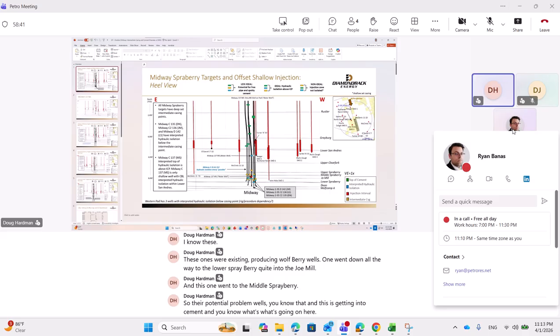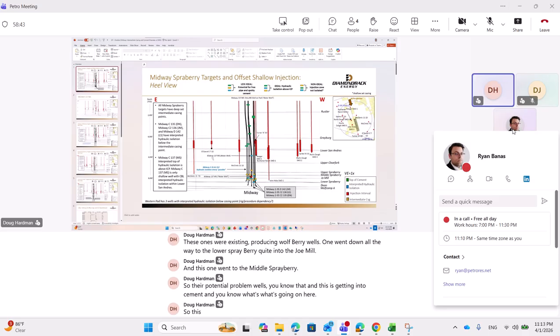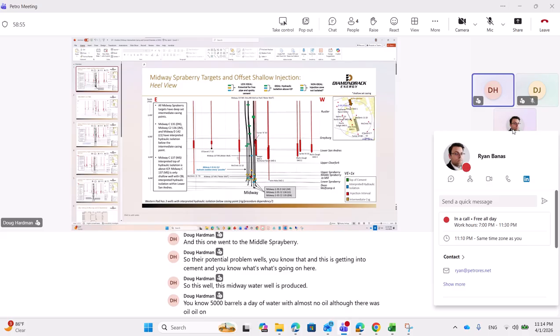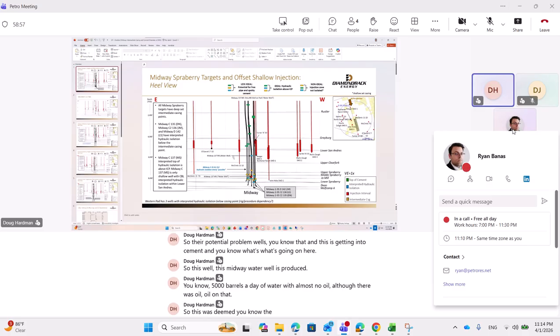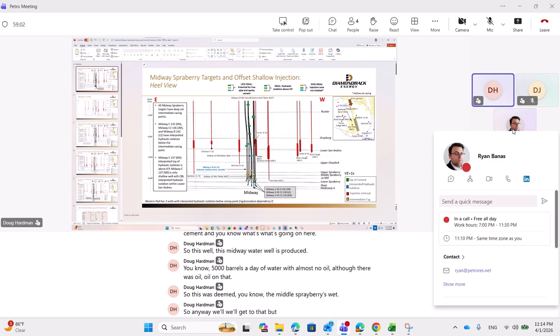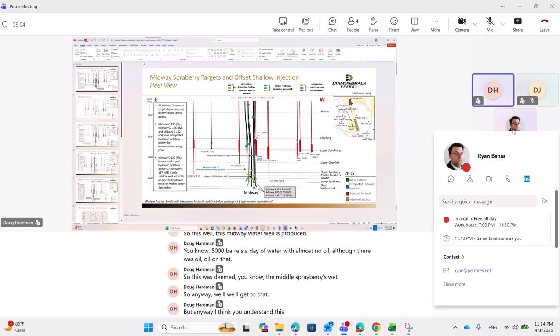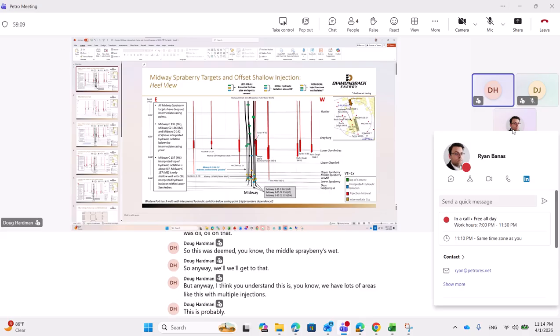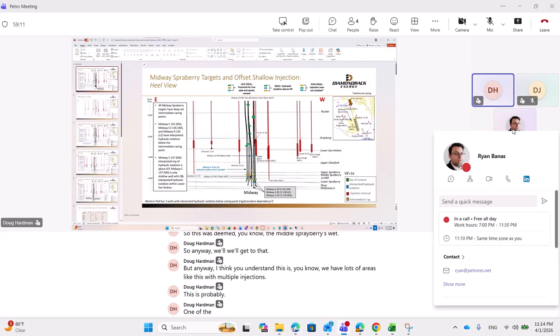So this Midway water well produced 5,000 barrels a day of water with almost no oil, although there was oil on that. So this was deemed, the Middle Sprayberry is wet. Anyway, we'll get to that. But I think you understand we have lots of areas like this with multiple injections. This is probably one of the denser SWD areas of interest.